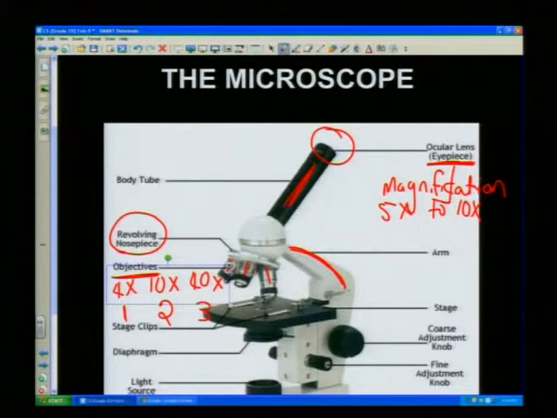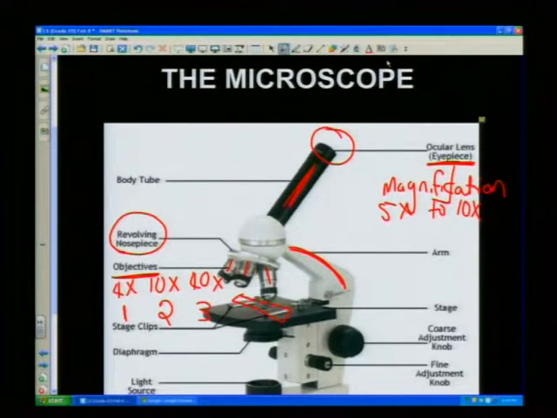Then you've got the stage. Now the stage is this little black structure over here, and on it you'll see clips, and what those clips do is they will hold your slide that will fit in over there. It holds the slide in place so it doesn't move around.